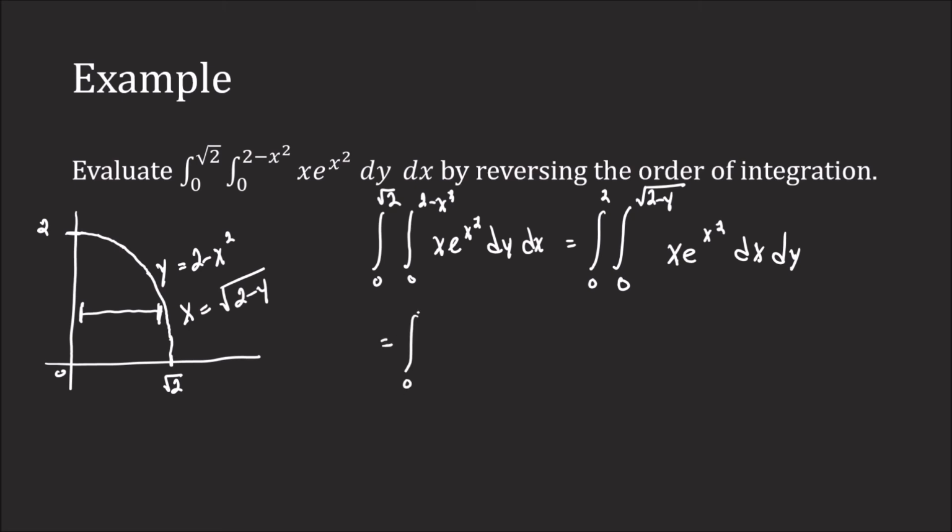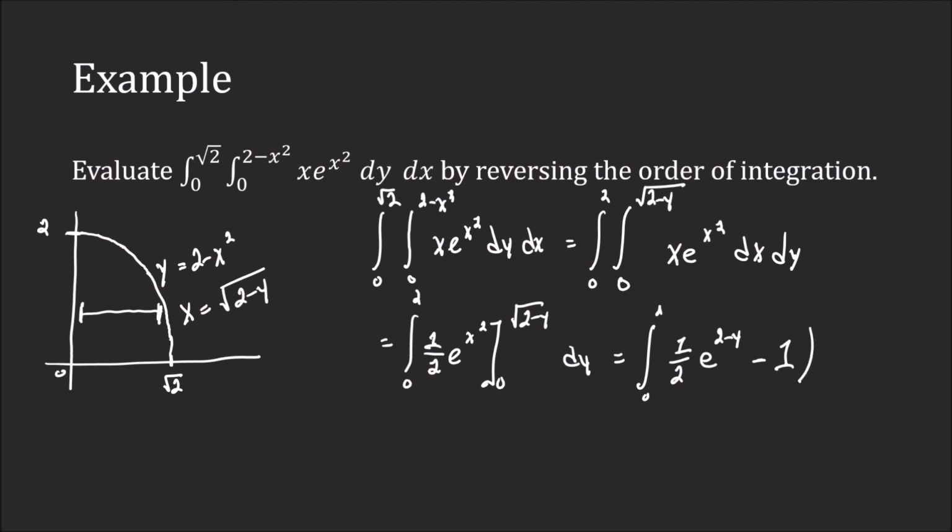So we get the integral from 0 to 2 of 1/2 e to the x squared, evaluated 0 to root 2 minus y. So this will be the integral from 0 to 2 of 1/2 e to the 2 minus y, and then minus 1. This equals, after some work, e squared minus 3 all over 2.